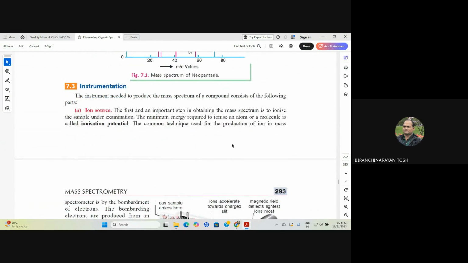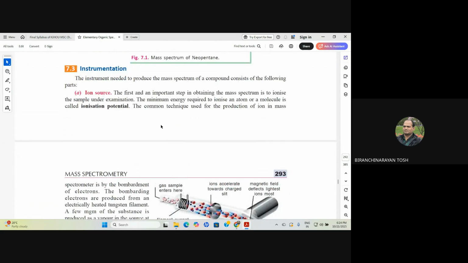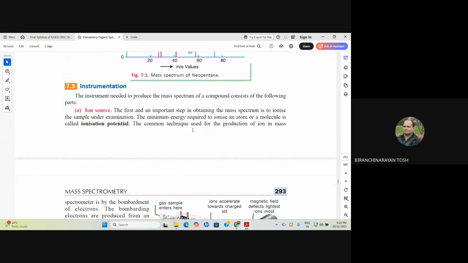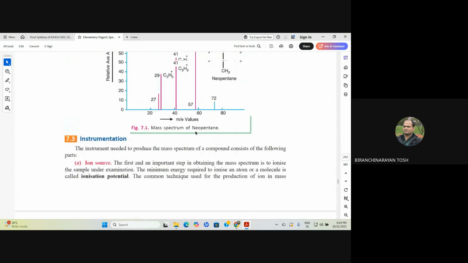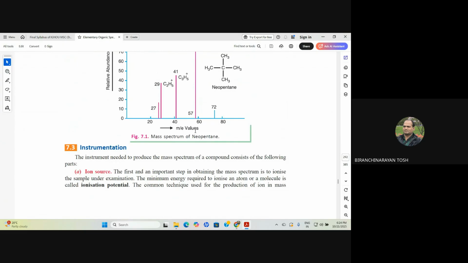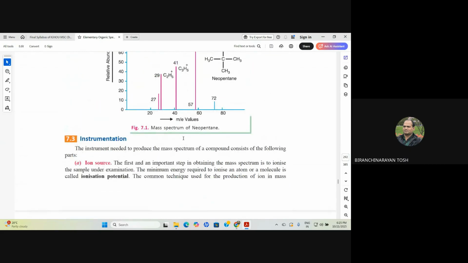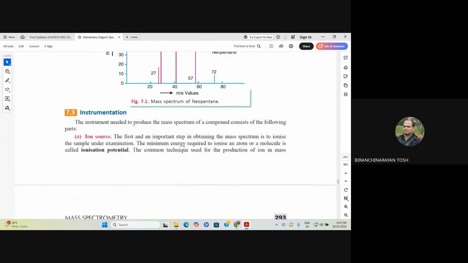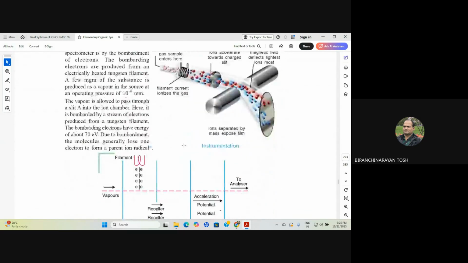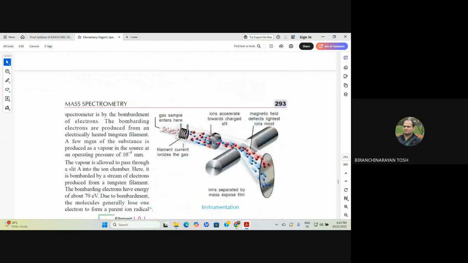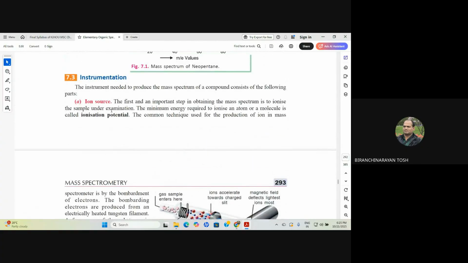Regarding the instrumentation, as we have discussed the basic principle, we have to vaporize the compound first. The compound will be in vapor phase. Then you have to ionize the compound. Then we have to detect based upon their m/e ratio. So three basic things will be there. One is the ion source.